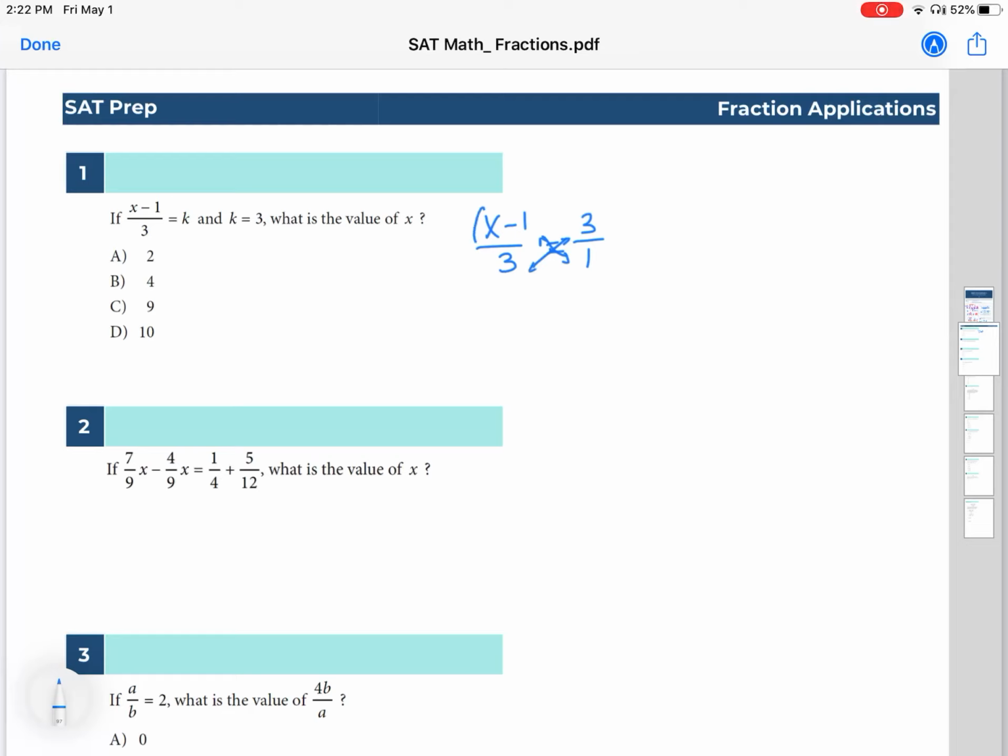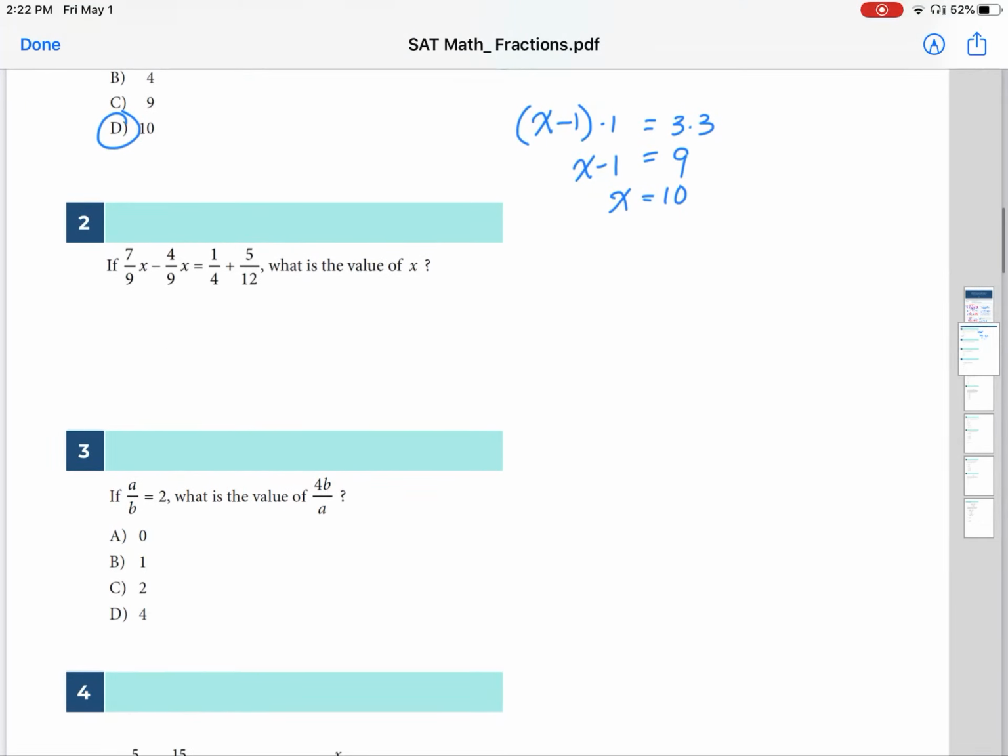So x minus 1, I like to put it in parentheses just so I don't miss anything, times 1 equals 3 times 3, which happens to equal 9. X minus 1 just stays the same, so I get x equals 10 for number 1 here.